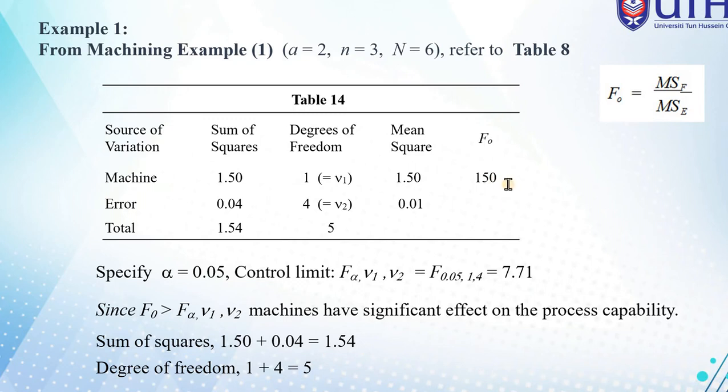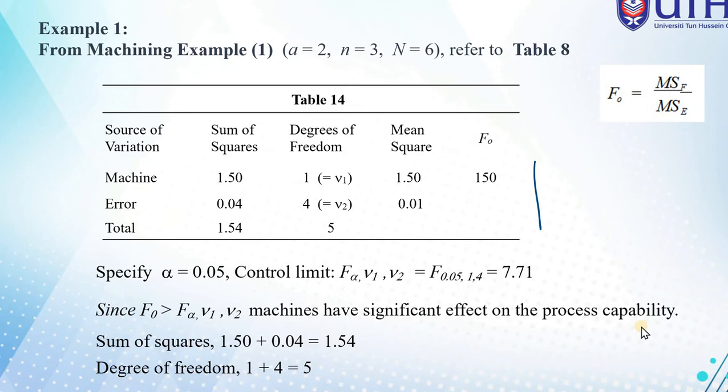So the F ratio is 150 and the control limit value is 7.71. This means that it is greater than the control limit. Previously, the principle is that if F naught is greater than the control limit, we reject the null hypothesis. That means we can conclude there is a significant effect on the process capability, meaning the factor gives a significant effect on the observation, which is the response. In this case, it is the process capability.